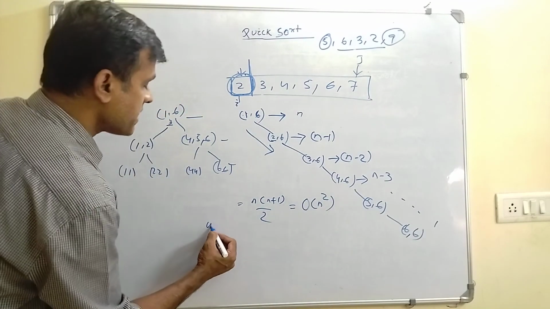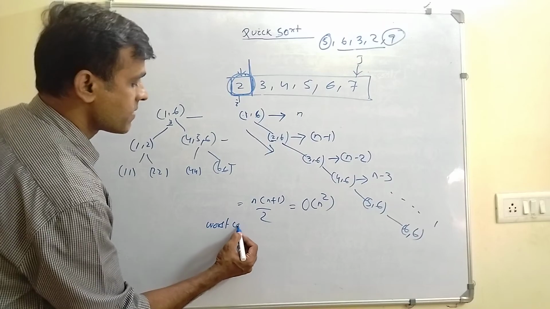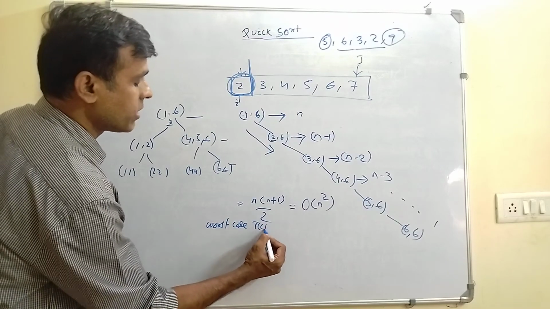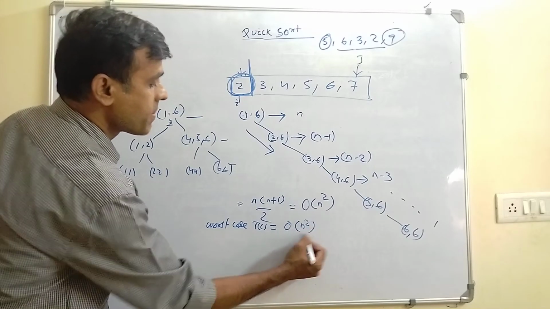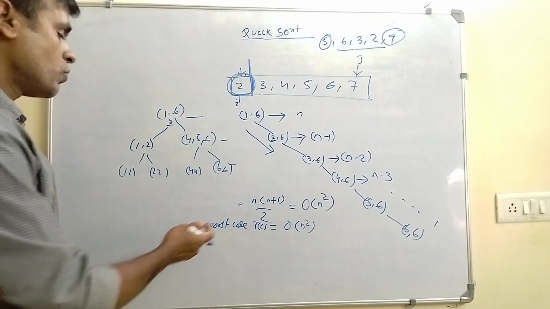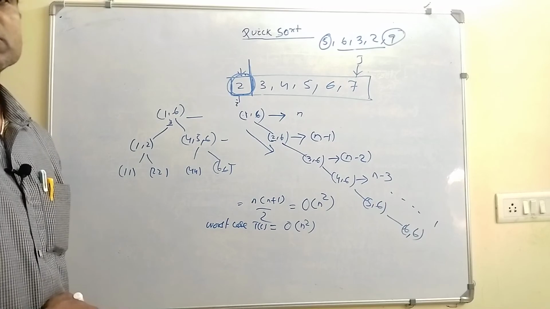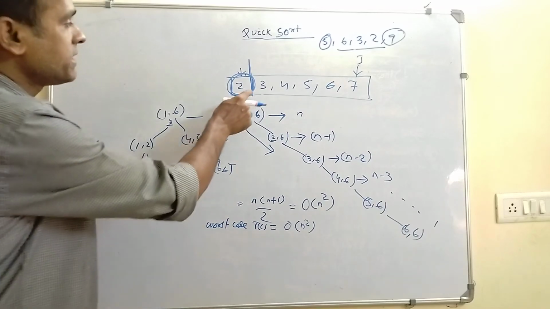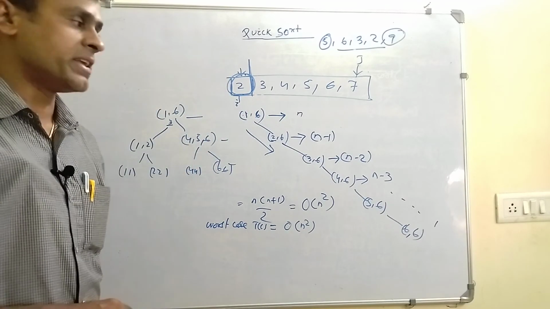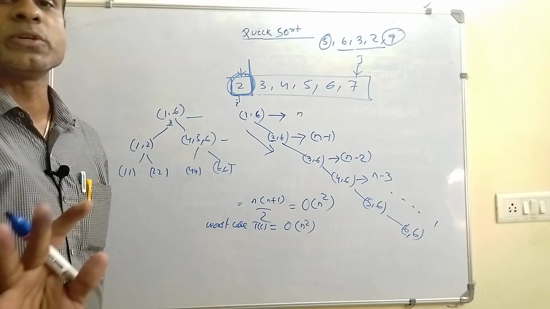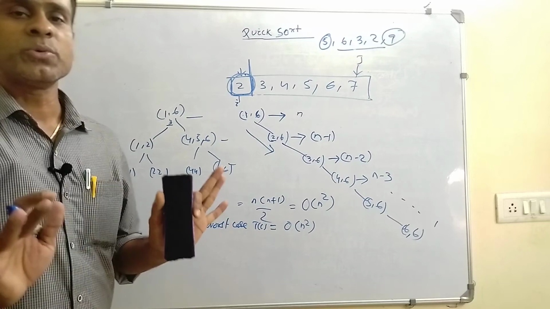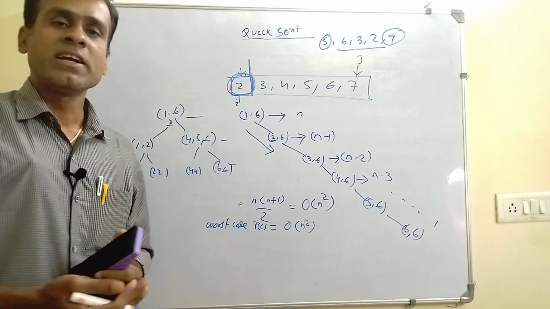So the worst case time complexity of quick sort is order of n square. This is the worst and also the average case. The best case is what I explained previously. To achieve the best case is difficult in quick sort. That's all about the quick sort algorithm along with its time complexity.